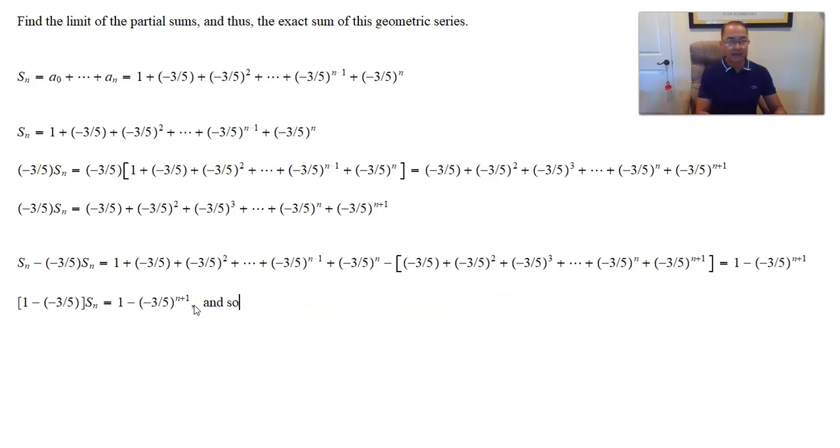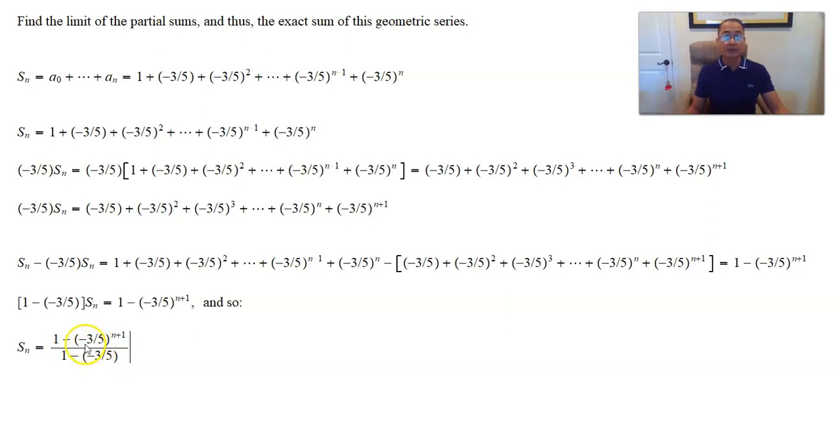All right, so we get a nice formula for Sn. Sn is simply the fraction where this is the numerator, 1 minus negative 3/5 to the n plus 1, divided by 1 minus negative 3/5 in the denominator. So what are we going to do? This Sn is simply another sequence, right? We created a sequence of partial sums using the geometric sequence. So we can take the limit. What is the limit of this fraction as n goes to infinity?